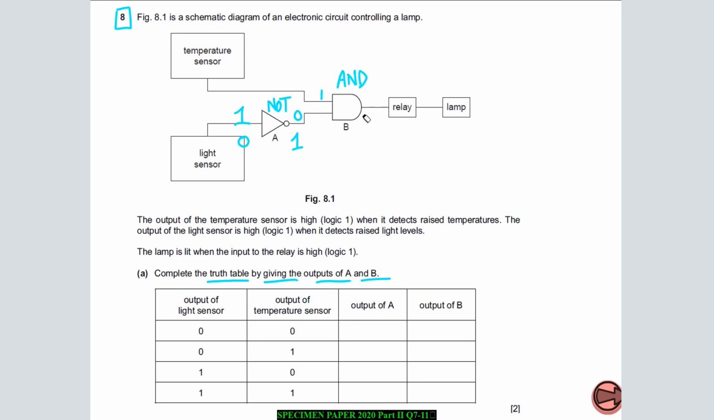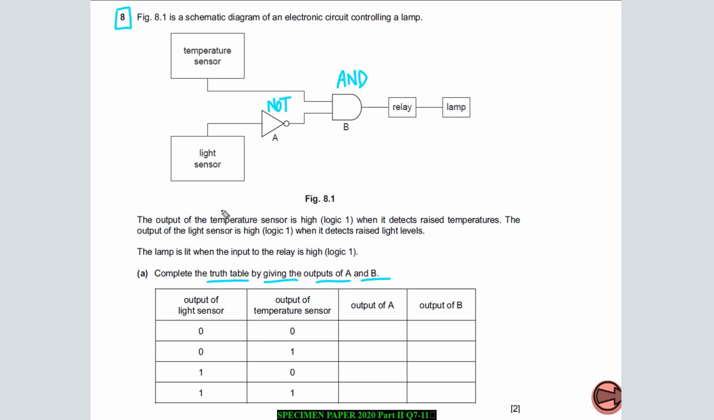Now let's move on to the next one. What is given in the question? That is very important. We have to be very clear. Many students will miss this point and get confused about what's going on, even if they understand the NOT gate and the AND gate.